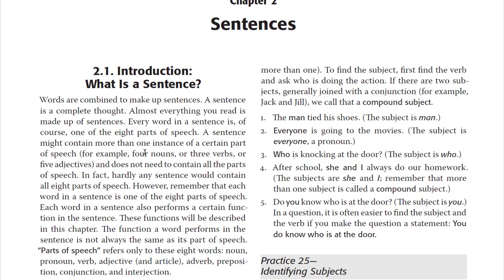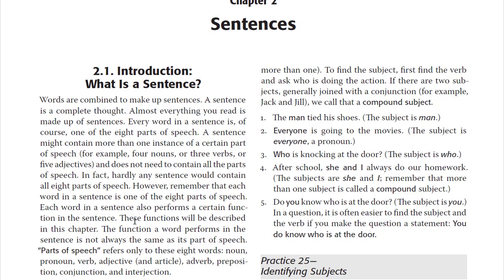A sentence might contain more than one instance of a certain part of speech. For example, 4 nouns, or 3 verbs, or 5 adjectives. And a sentence does not need to contain all parts of speech. In fact, hardly any sentence would contain all 8 parts of speech. Remember that each word in a sentence is one of the 8 parts of speech.